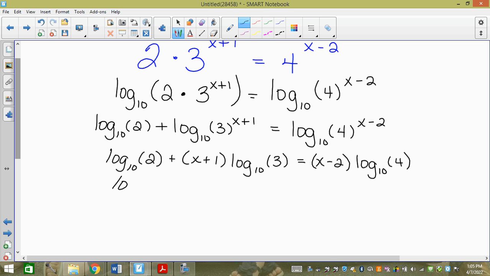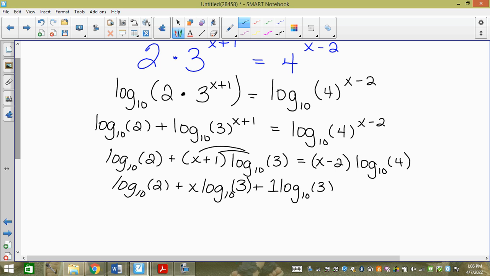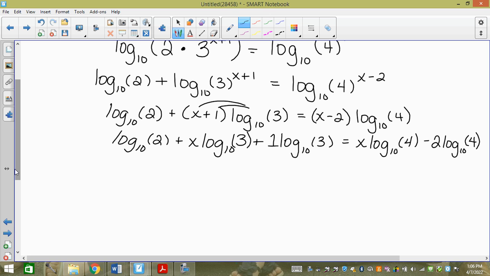So we get log base 10 of 2, just comes along for the ride, distribute this in, so I put in brackets, plus x log base 10 of 3 plus 1 log base 10 of 3 equals x log base 10 of 4 minus 2 log base 10 of 4. And then we get the x's to one side, everything else to the other. So the fastest way to actually do this would be to move this x over there and that number over here, but it doesn't really matter. You'll still get the same answer.